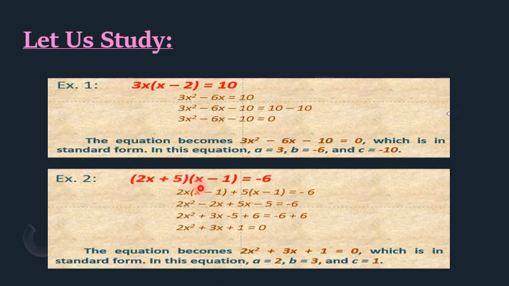So, 2x, i-distribute sa x, so natay 2x squared. 2x, i-distribute sa negative 1, so natay negative 2x. Ang 5 po, distribute sa x, 5x. Ang 5, i-distribute sa negative 1, natay negative 5. Is equals to negative 6.